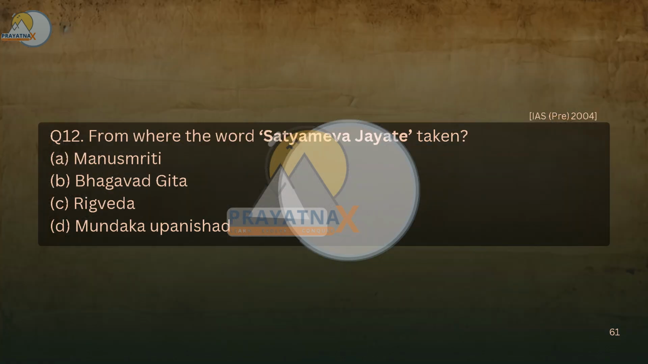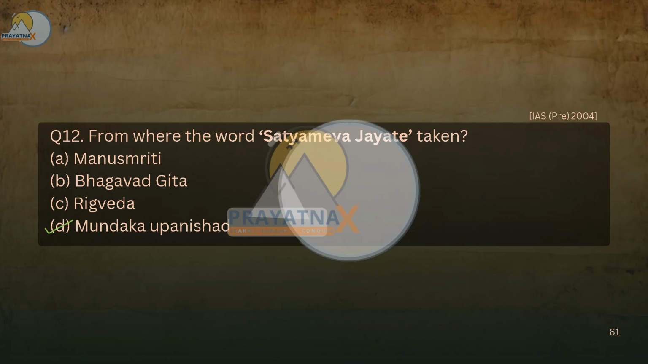From where is the phrase Satyamev Jayate taken? A. Manusmriti, B. Bhagavad Gita, C. Rigveda, and D. Mundaka Upanishad. This is a very easy answer. The answer would obviously be option D, Mundaka Upanishad.